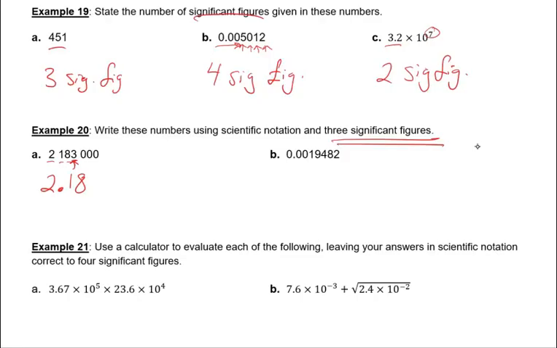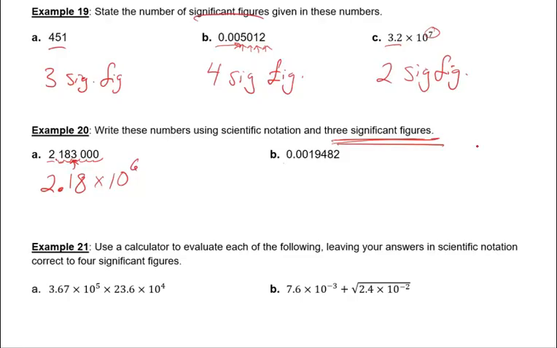So what do I have to multiply that by? What order of 10 would I multiply that by to reconstitute it as 2,180,000-ish? That would be how many jumps? From here, 1, 2, 3, 4, 5, 6. So that would be 10 to the power of 6. So we have 2.18, rounded to 3 significant figures, times 10 to the power of 6.